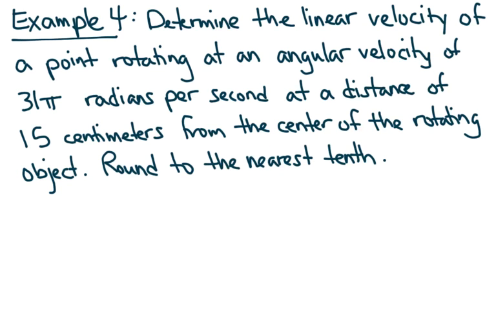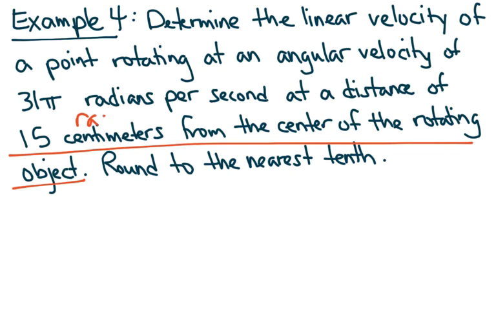Let's do an example of using the linear velocity. Determine the linear velocity of a point rotating at an angular velocity of 31 pi radians per second at a distance of 15 centimeters from the center of the rotating object. Round to the nearest tenth. This is just fancy talk for telling me that the radius is 15 centimeters.